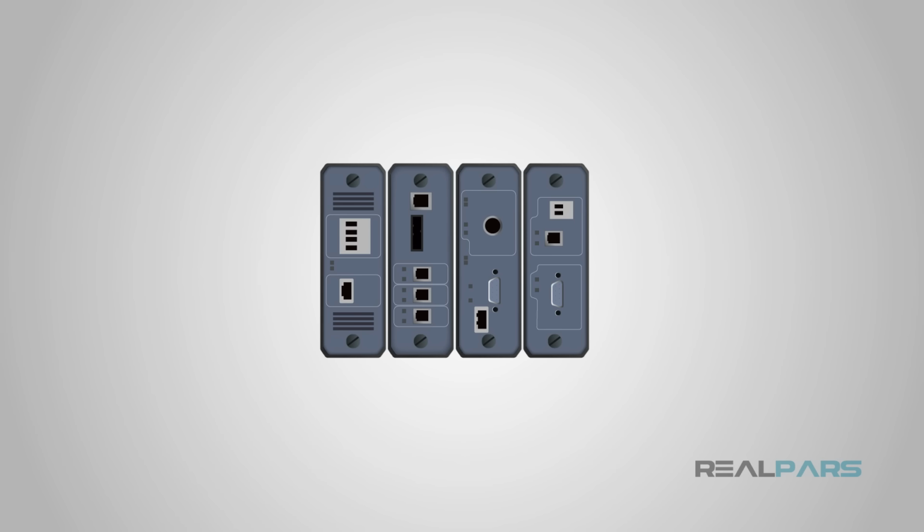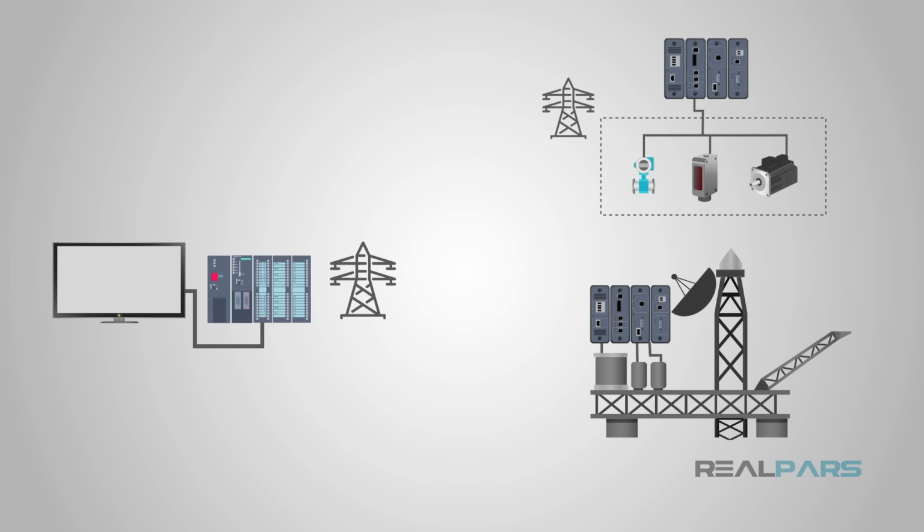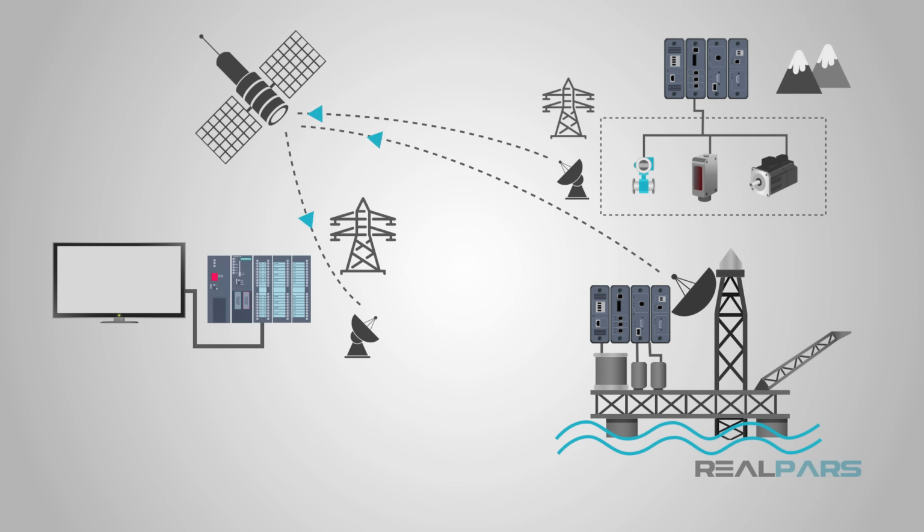RTUs are widely used in environments with extreme temperatures and located in remote locations. And when I say remote, I don't mean within a few feet or few hundred feet. I mean miles down dirt roads, on top of mountains, on offshore oil rigs, that kind of remote. RTUs are very frequently used with radio, microwave, and satellite communications.